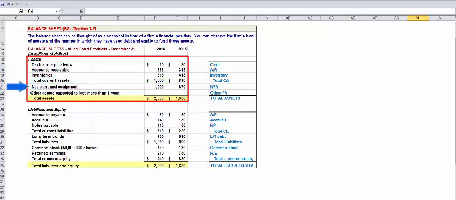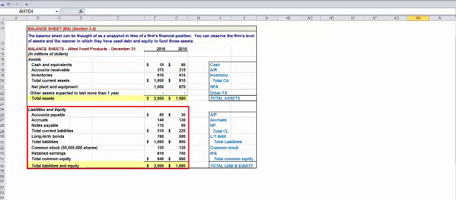Net plant and equipment can also be called net fixed assets. Either way, it represents total fixed assets minus accumulated depreciation, or basically the book value of assets. The sum of current and fixed assets is total assets. On the liability side, liabilities are listed in the order they must be paid. Current liabilities are those due within 1 year: accounts payable, accruals, and notes payable. Those three in this case total up to total current liabilities.